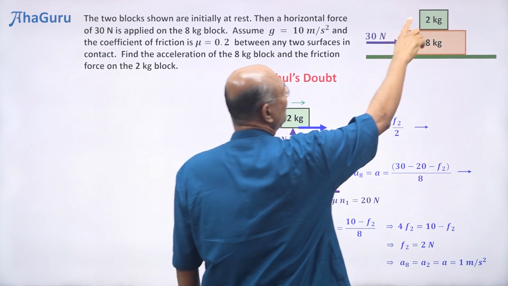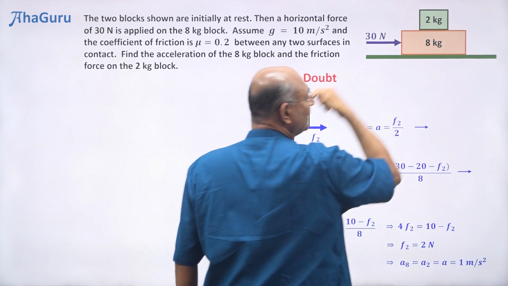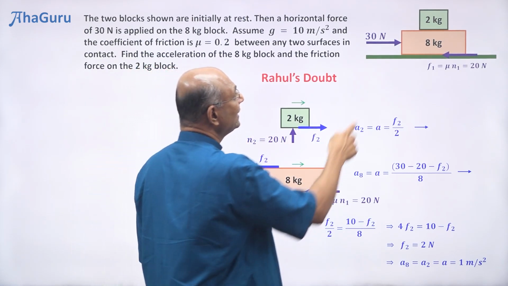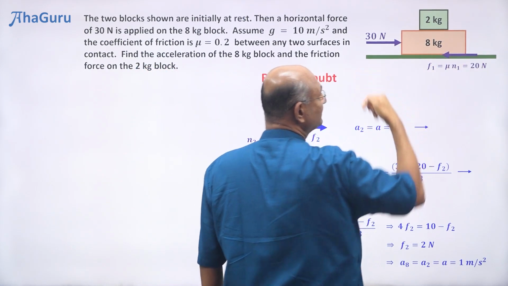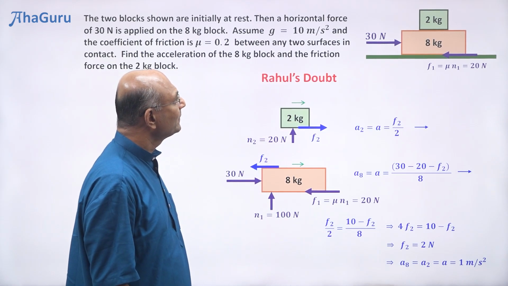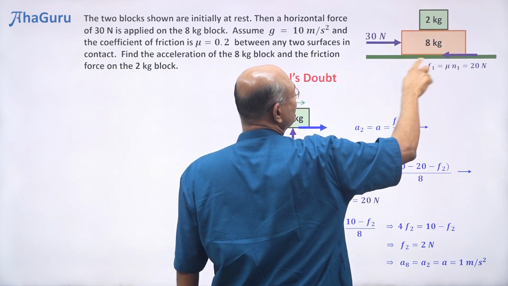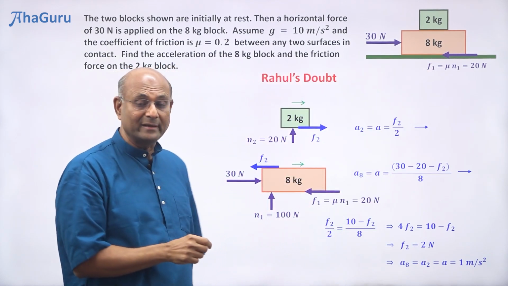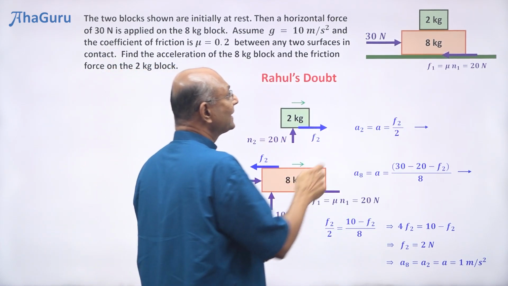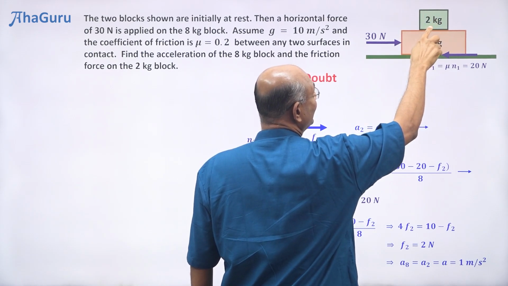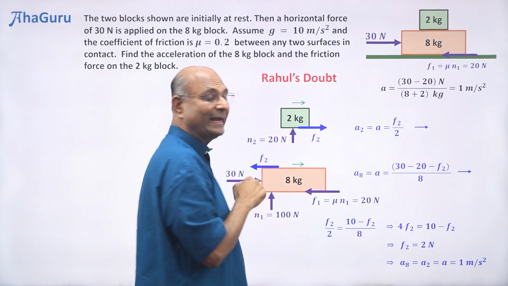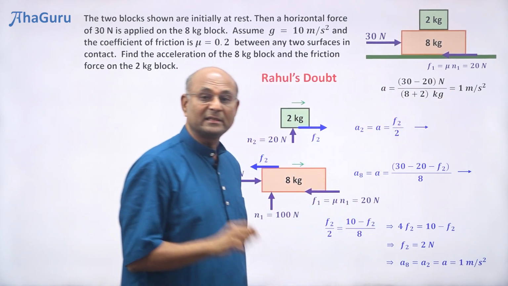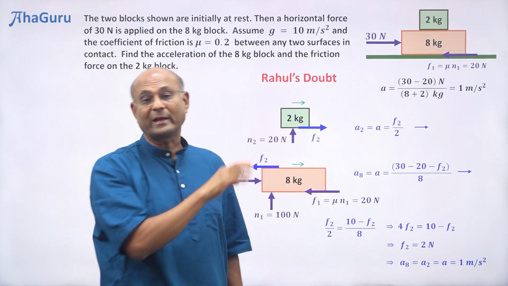Okay. But if I now look at this whole thing together, there is only that friction force, which is 20 newtons, acting on the 8 kg's bottom surface. Right? Now, if I think of this as a single system, what is the net force acting on it? 30 minus 20, which is 10 newtons. But it is going to accelerate both of them together. So 2 plus 8, 10. So 10 newtons by 10 kg, the acceleration is 1 meter per second square, exactly what I got.